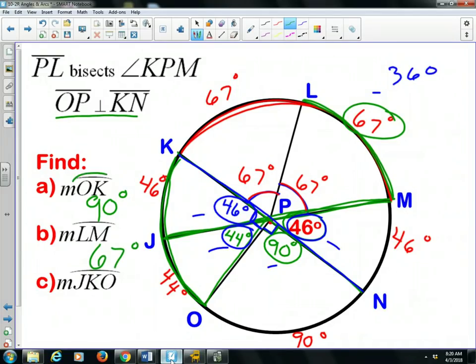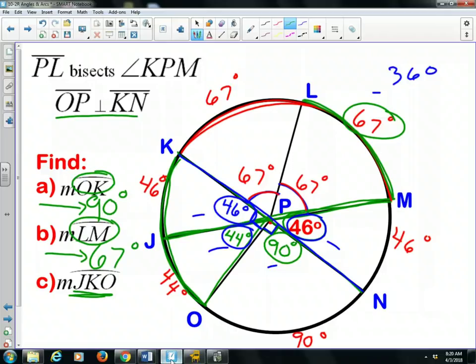Notice how this is two letters, arc LM. It's a minor arc. It should be less than 180, and it is. This is three letters. It's a major arc. It should be more than 180 degrees.